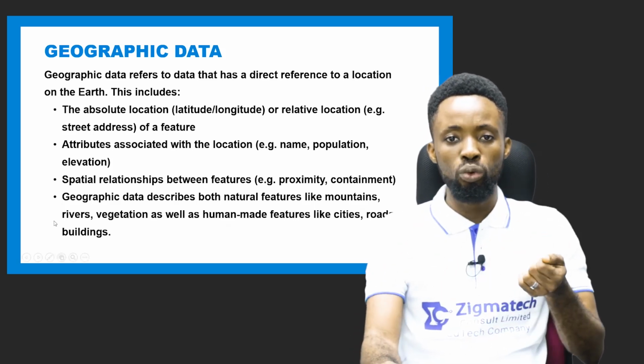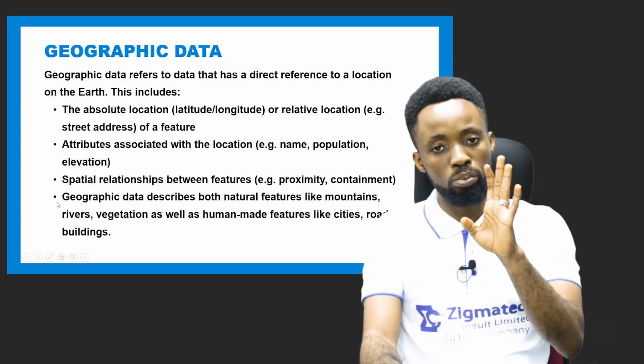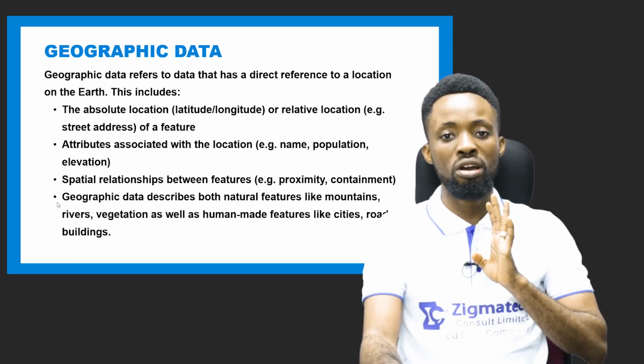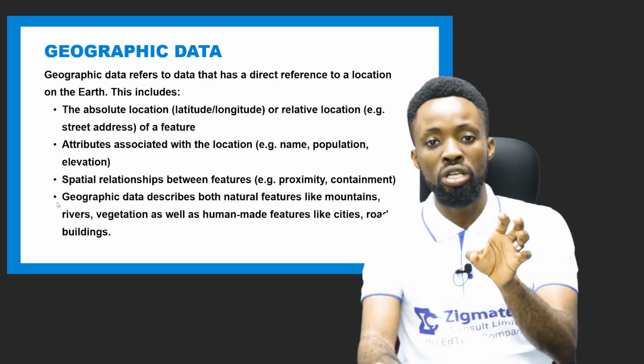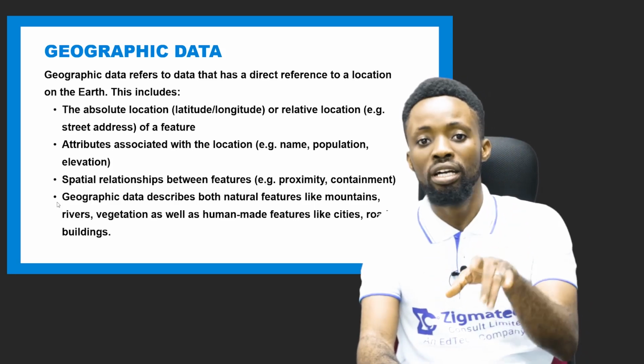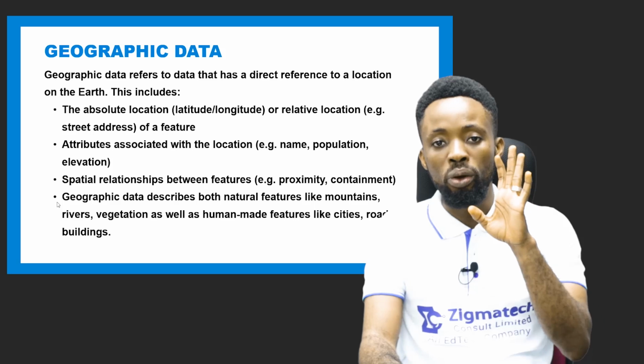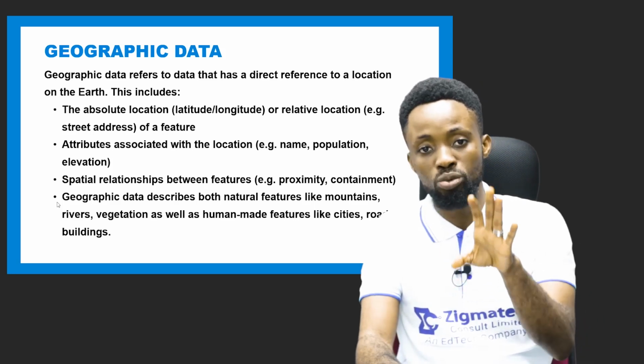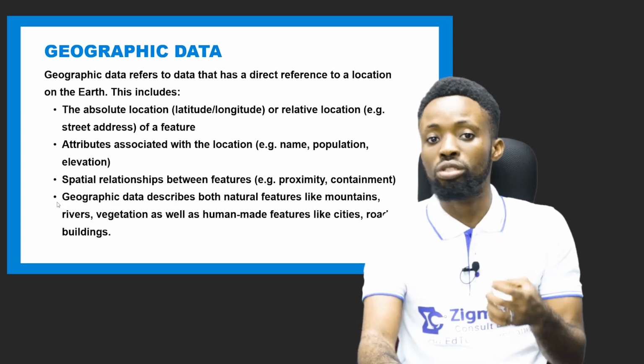So when we are talking about places on a map, it is actually geographic data. When we are talking about population data, it is geographic data. When we are talking about the number of objects we have in a particular place, it is also geographic data.